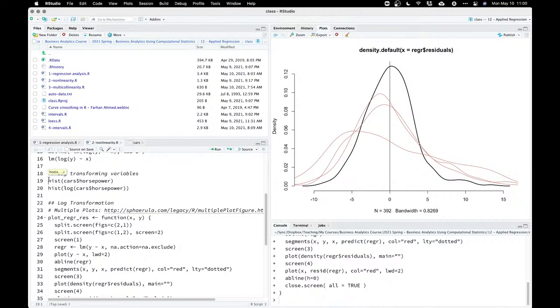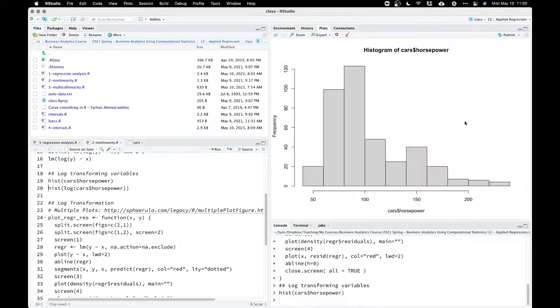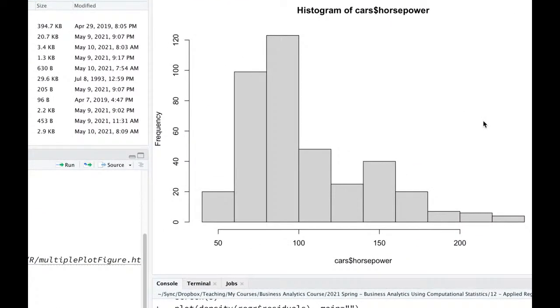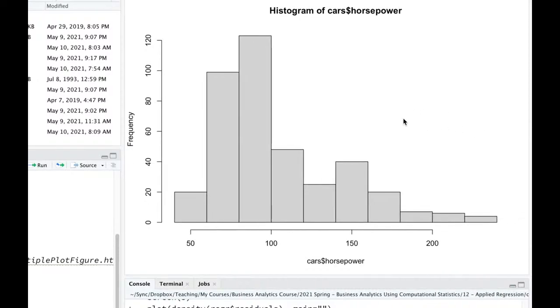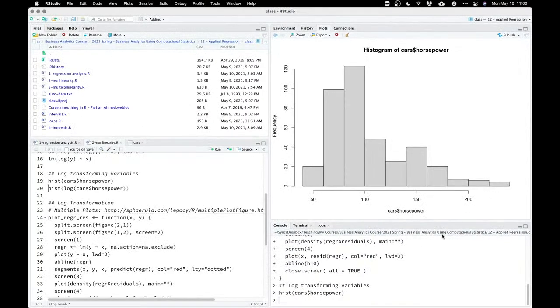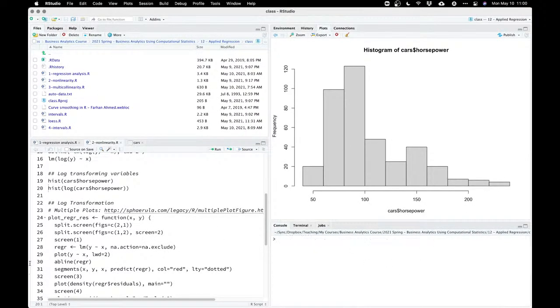So here's a histogram of horsepower, just the horsepower data, not horsepower versus miles per gallon. The histogram shows you the distribution of horsepower. As you can see, our horsepower variable itself is not very normally distributed. It's highly skewed to the right. A lot of our data is here, and then a long tail develops over here. Let me take the log of horsepower.